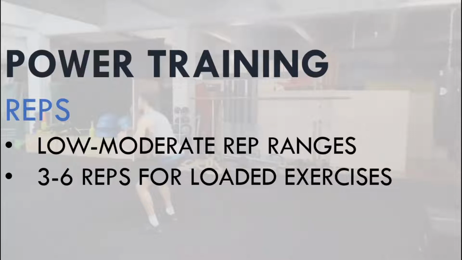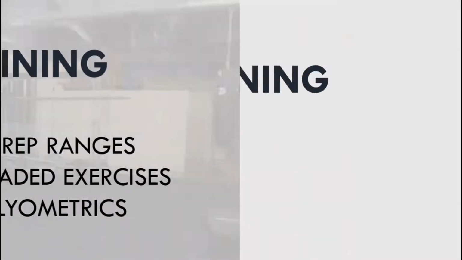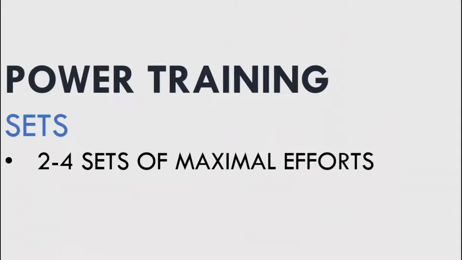Rep ranges of 3 to 6 are probably the sweet spot when it comes to resisted power exercises like weighted jumps, while plyometric exercises may use sets in the 6 to 12 range. The number of sets used for power training should be moderate. 2 to 4 sets of maximal effort power training should definitely be enough of a stimulus for adaptation. If performance deteriorates by more than 10%, no additional sets should be performed.